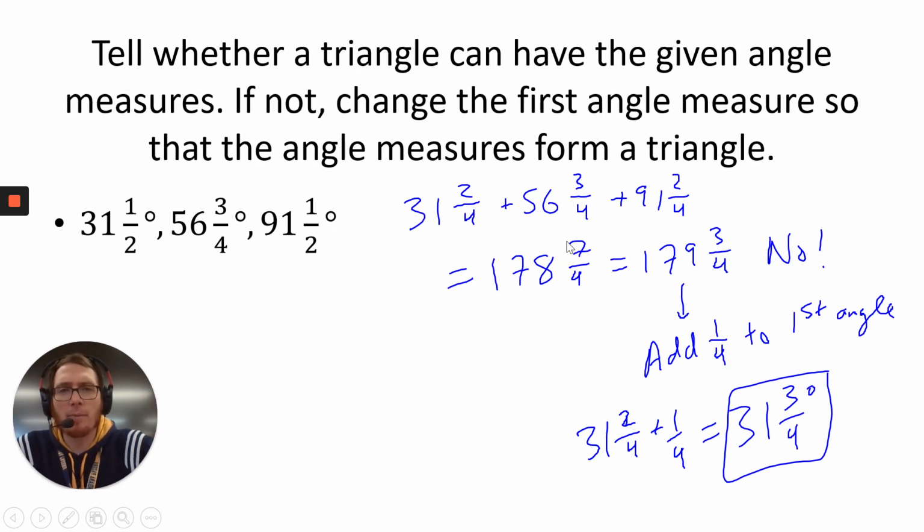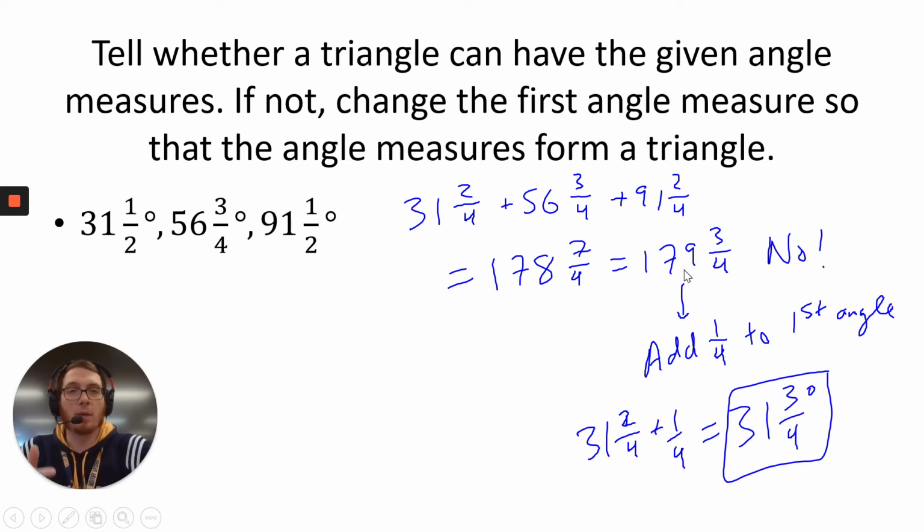I added up the whole numbers and got 178, and added up the fractions. Remember, when you add fractions, you add the numerators. So 2 plus 3 is 5, plus 2 is 7, and then the denominator of 4. This is that improper fraction idea. 7/4 is actually 1 3/4, so I add 1 more to the whole amount and get 179 3/4. So is that a triangle yet? The answer is no, because it's not exactly 180. Then it says, if it's not, change the first angle so that it does form a triangle. You don't get to pick which one you change. It has to be the first one.